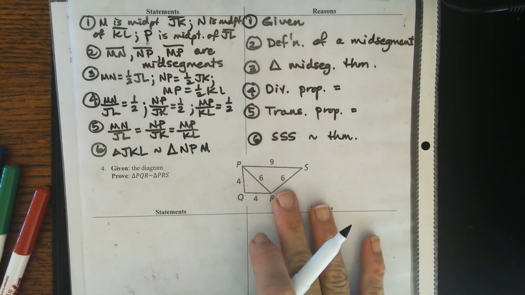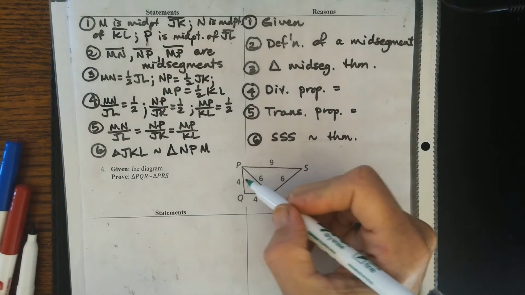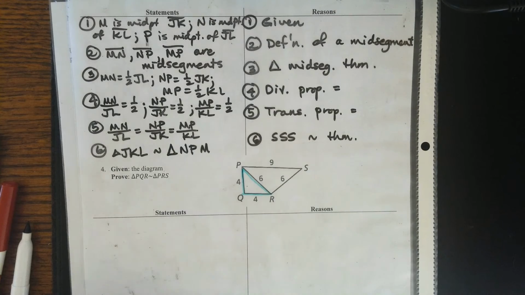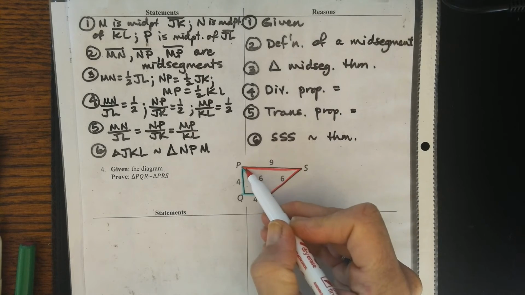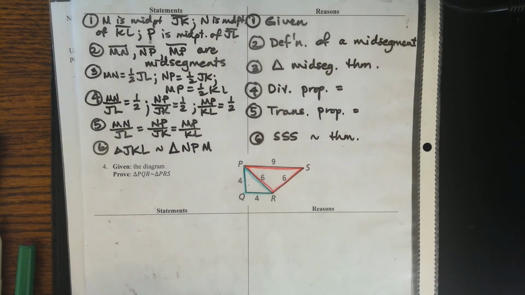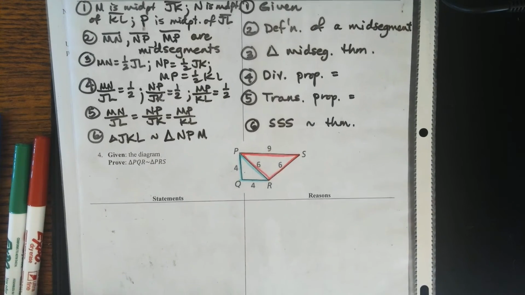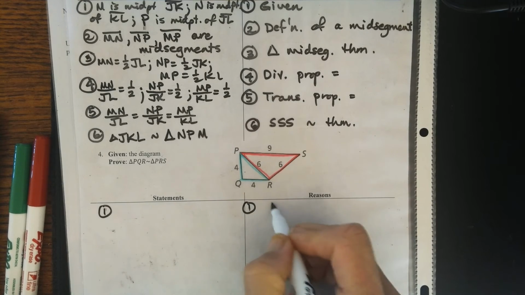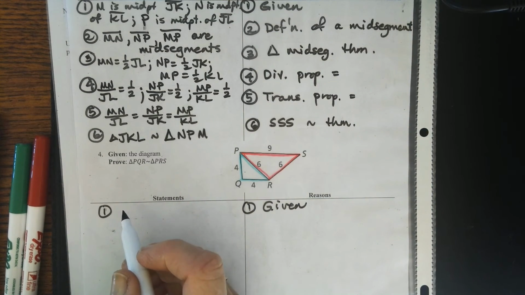But here I've got this diagram, and I want to show that PQR is similar to PRS. See how much that color helps? You should be doing it too. I can't force you, but I can encourage you 20 bajillion times. Okay, so we're just given the diagram.